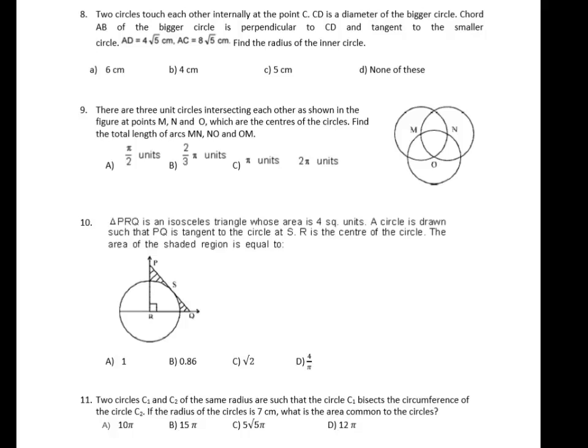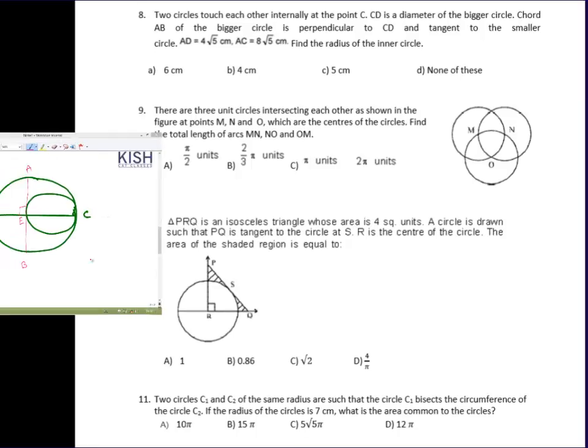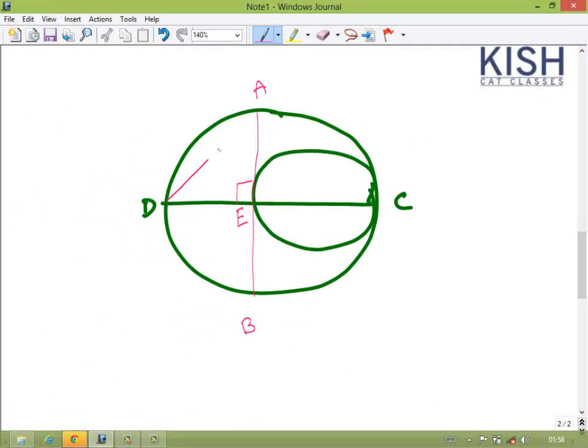Now just write down the remaining properties given. AD equals 4 root 5, AC equals 8 root 5. What is AD? This one is 4 root 5. AC is this one, 8 root 5.